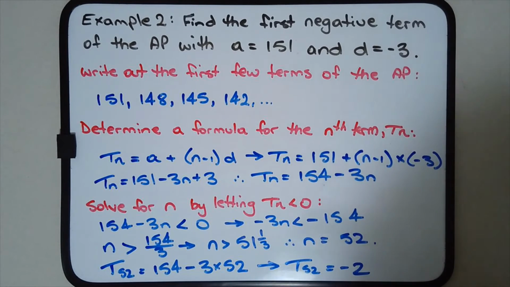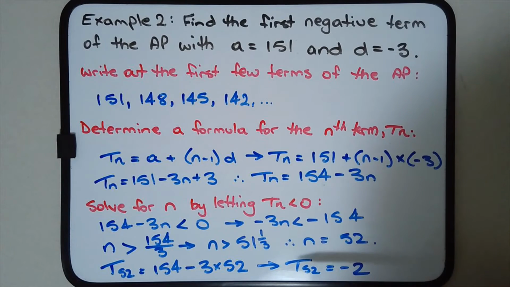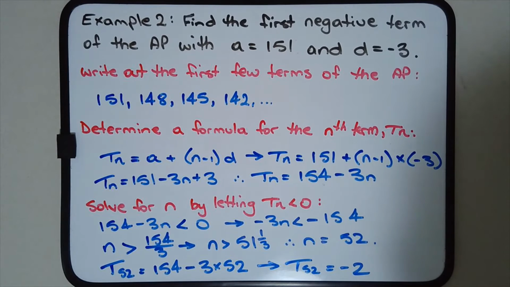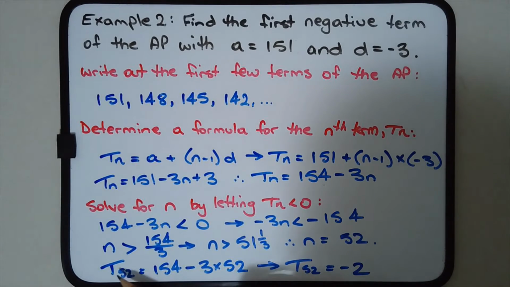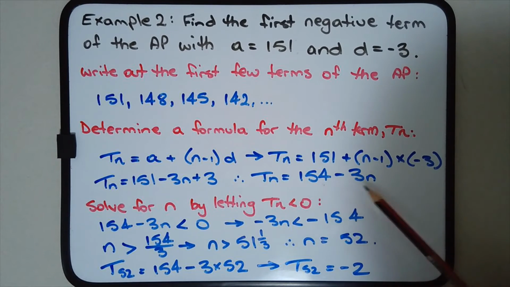51 and a third. So we need the next integer, or an integer that is higher than 51 and a third, of course. So the next integer along is n equals 52, which means that's the 52nd term. That is the first negative term of this AP. So t of 52 is equal to 154 minus 3 times 52. So going back to our formula for the nth term of this particular AP. And we have the 52nd term, t 52, is equal to negative 2.